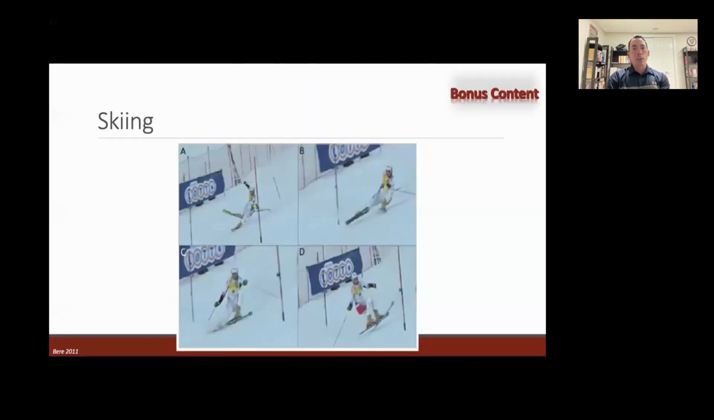All right, and so the next one, this is just a frame by frame of that, and we can see that dynamic valgus moment right there in that frame.